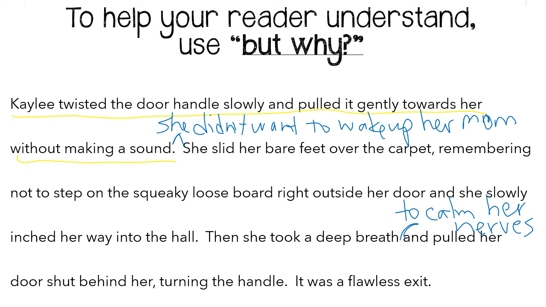I am going to read my new paragraph now that I've added steps, and I found two spots to show but why. Kaylee twisted the door handle slowly and pulled it gently towards her without making a sound. She didn't want to wake up her mom. She slid her bare feet over the carpet, remembering not to step on the squeaky loose board right outside her door, and she slowly inched her way into the hall. Then she took a deep breath to calm her nerves and pulled her door shut behind her, turning the handle. It was a flawless exit.